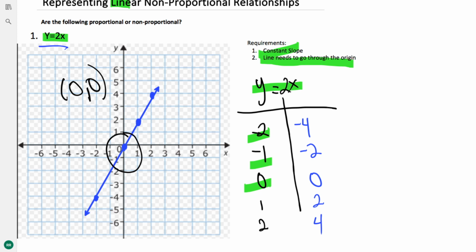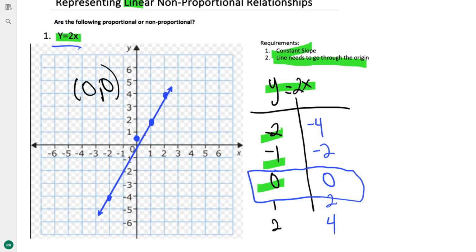Now, quick question. Let's say I did not draw my point perfectly today, and I drew it somewhat over here, or somewhere here, and you're like, is that 0, 0, or is that 0.5? What's going on here? If you're not sure, don't guess. Just look at your little points, and you'll know for sure. Here we know for a fact it passes through the origin because we plotted the points 0, 0. So the answer to question number 1 would be proportional.